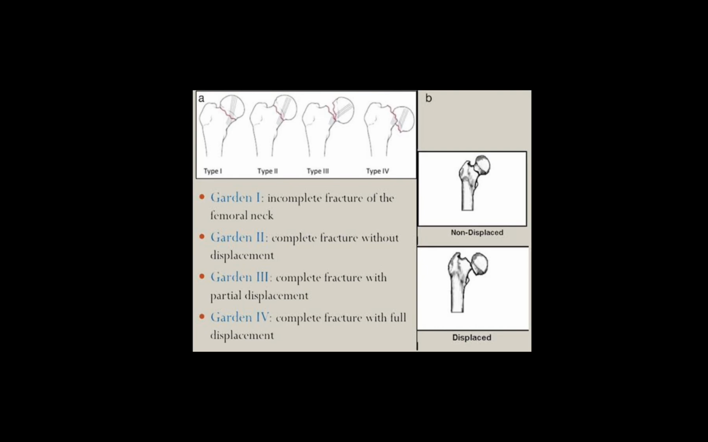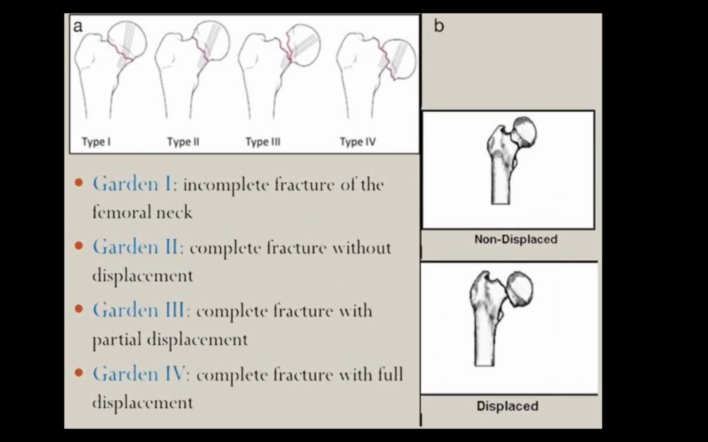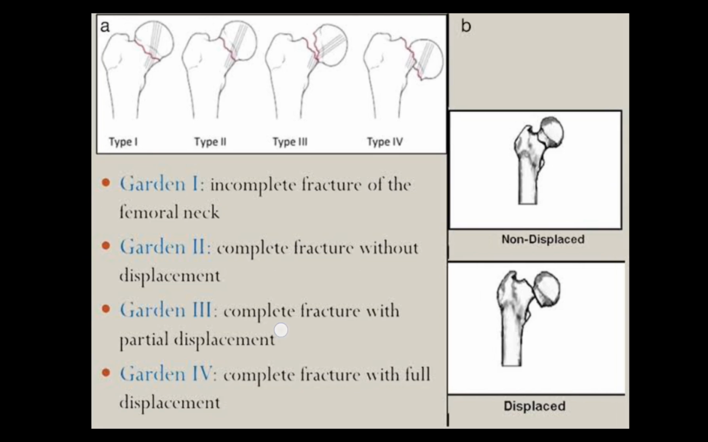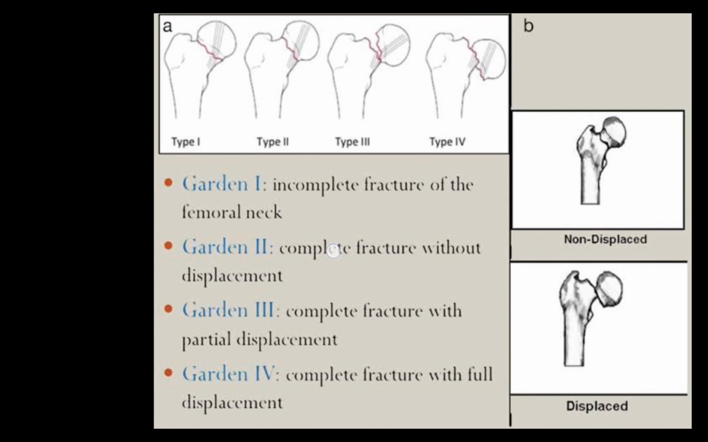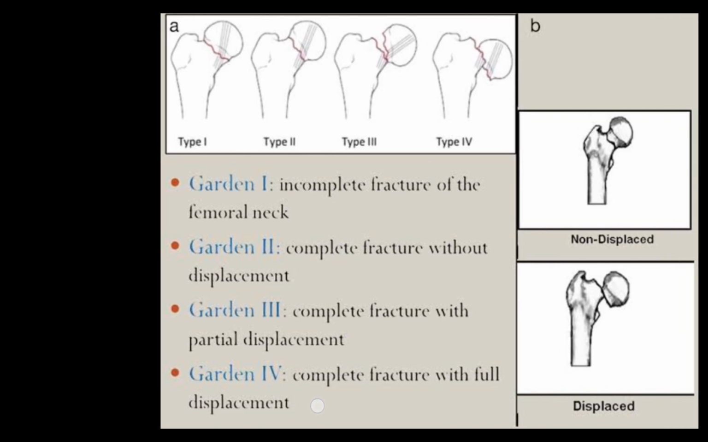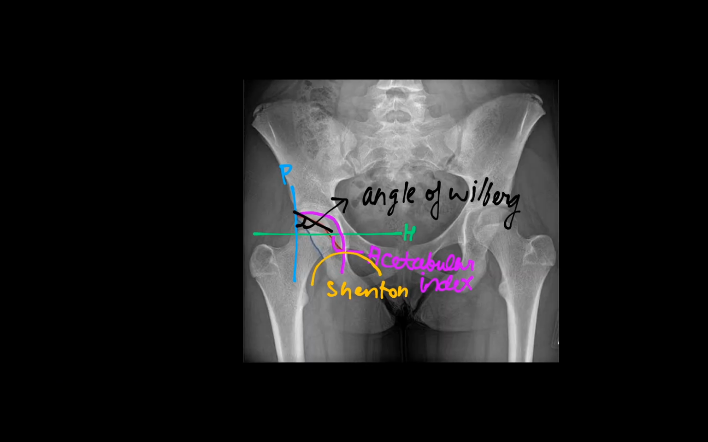Then we have the Garden classification. Garden classification is on the basis of whether it is displaced or not displaced. In Garden, D is coming, so it is based on displacement or no displacement. Garden 1 is incomplete fracture. Garden 2 is complete fracture without displacement. Then in 3 and 4 we have complete fractures, but partial displacement is 3 and full displacement is 4. Incomplete, complete, partial displacement, full displacement. That is about the Garden classification.